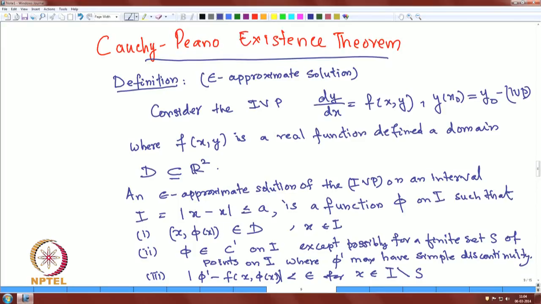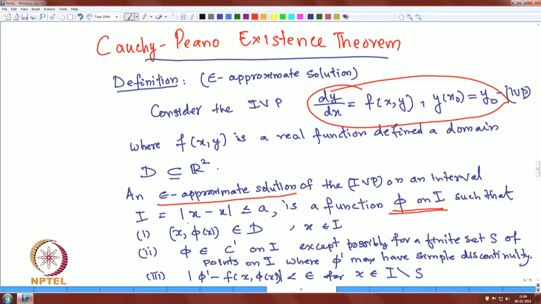So, for a given initial value problem, we define an epsilon approximate solution. A function phi on an interval I, given by |x - x0| less than or equal to a, is said to be an epsilon approximate solution if the point (x, phi x) is in the domain and phi is continuously differentiable except on a finite number of points. And the difference between phi prime and f of x, phi x, the error, is made smaller than epsilon on the interval I minus S.